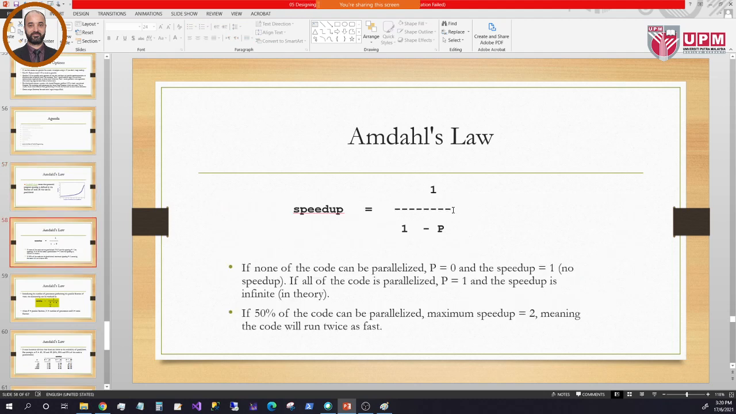So here speedup is equal to 1 over 1 minus P. If P is very big, if P is close to 1, then 1 minus P is a small number, and 1 divided by a small number becomes a number greater than 1, right? But if P is closer to 0, then 1 minus P is a big number closer to 1, and 1 over 1 becomes like 1, right?